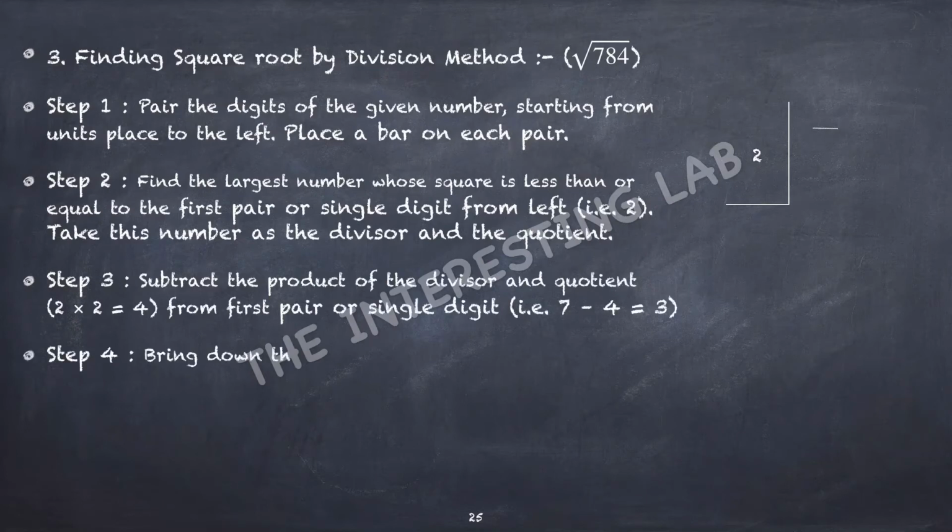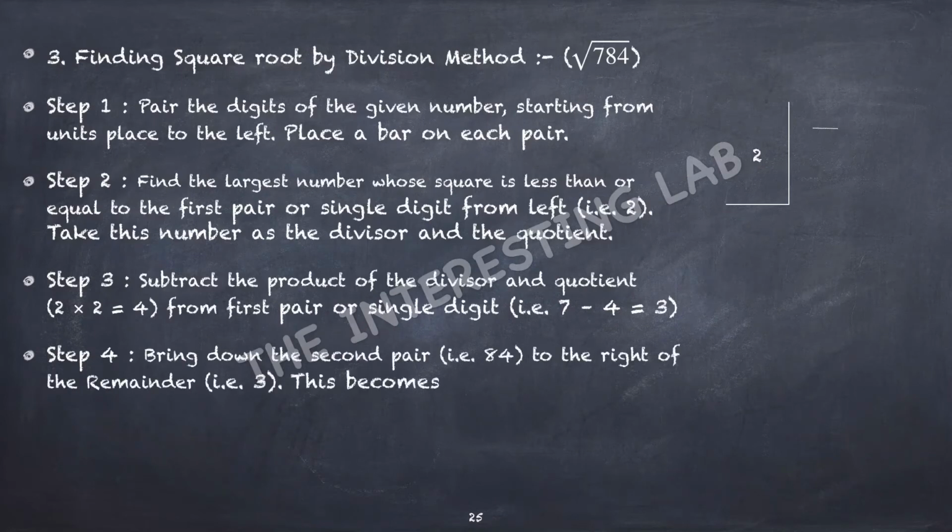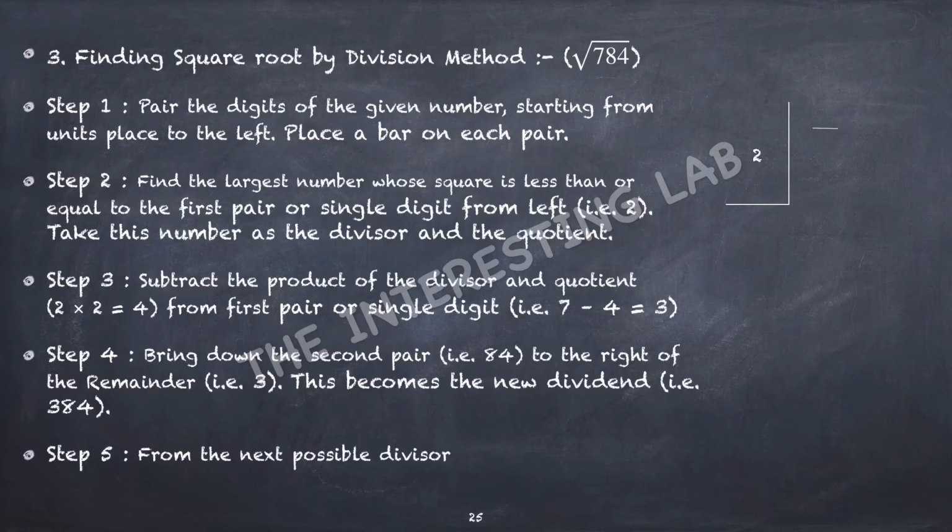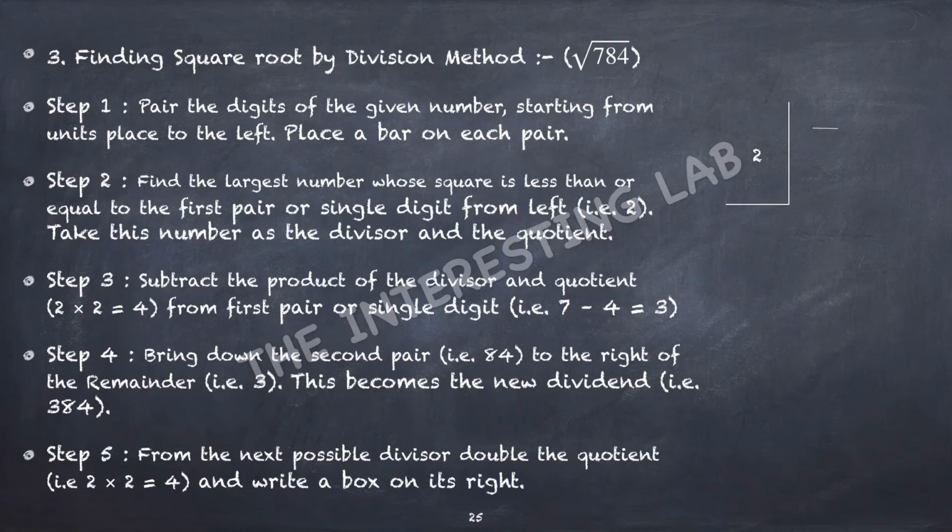2 times 2 is equal to 4, from the first pair or single digit, i.e. 7. 7 minus 4 equals 3. Step 4. Bring down the second pair, i.e. 84, to the right of the remainder, i.e. 3. This becomes the new dividend, i.e. 384. Step 5. For the next possible divisor, double the quotient, i.e. 2 times 2 is equal to 4, and write a box on its right.